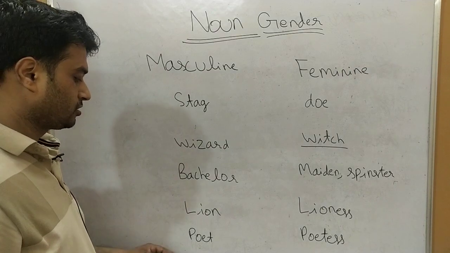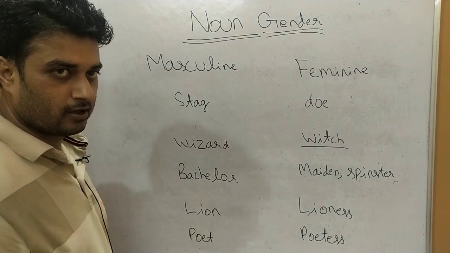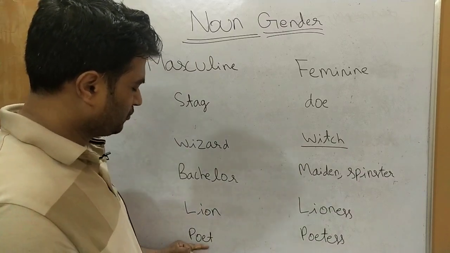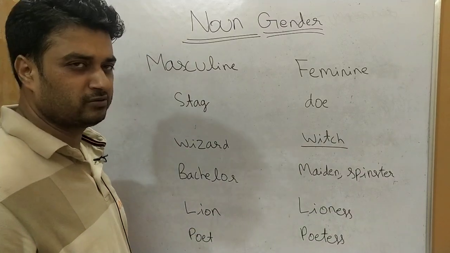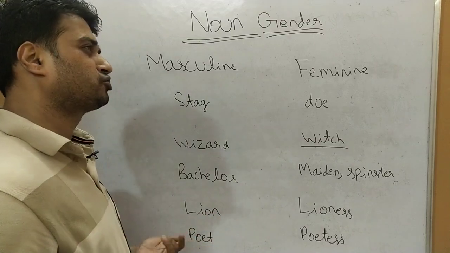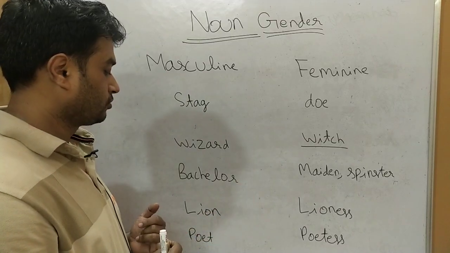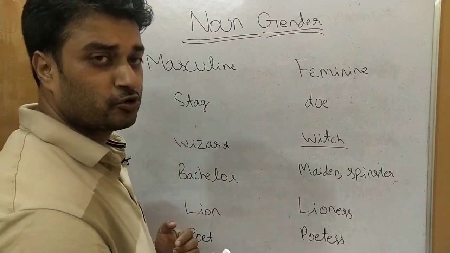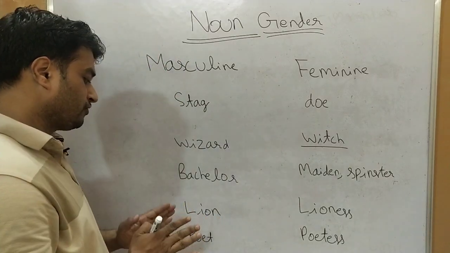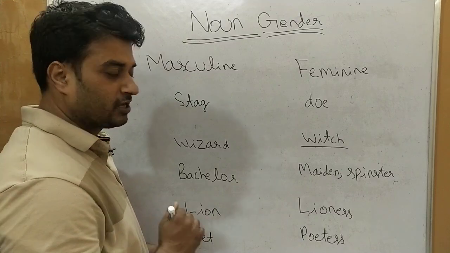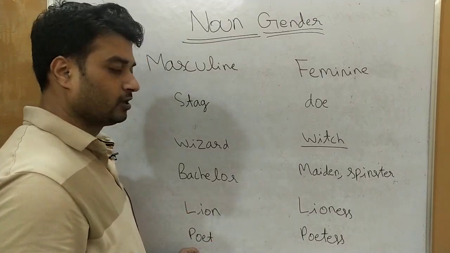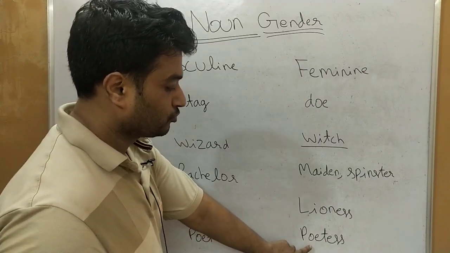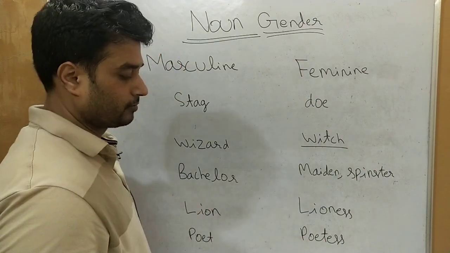Lion, lioness, poet, poetess. But nowadays, generally, if you use the word poet for a woman, that is not wrong. You can say that she's a good poet. So that is not considered wrong. You can also say that she's a good poetess. But in your exam, you may be asked to give the feminine of the word poet. So when you are asked to give the feminine, then you have to put a tick next to this word, poetess.